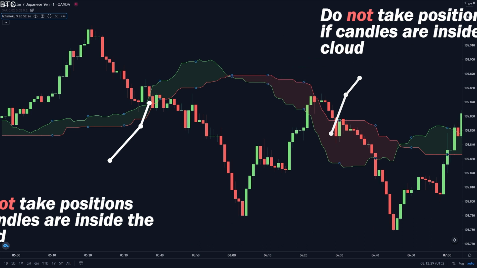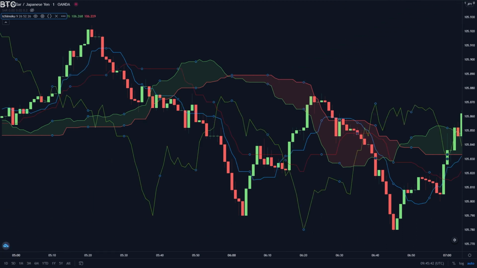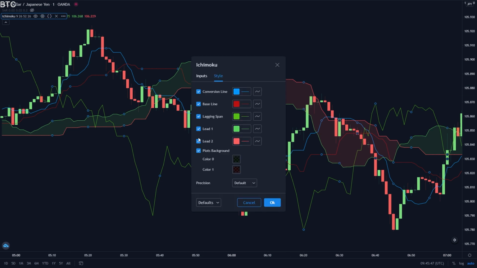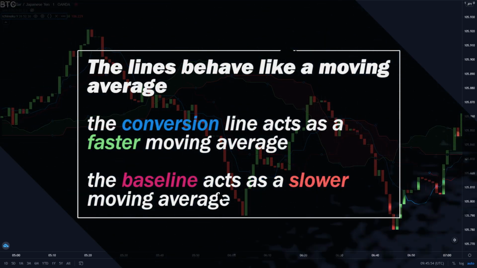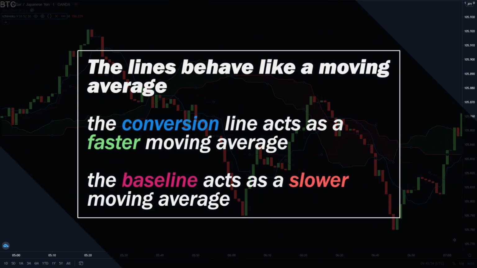Simple. So what about the other parts of the indicator? I'm going to remove the lagging span because you can still use the Ichimoku without it. It's just a preference, but for the sake of simplicity, I'm going to remove it. Now we are left with the cloud, the conversion line, and the baseline. To make it simple to understand, these two lines behave like moving averages. The conversion line acts as a faster moving average and the baseline acts as a slower moving average.